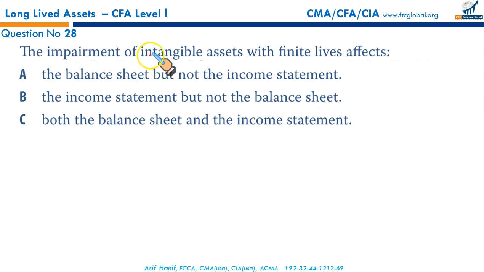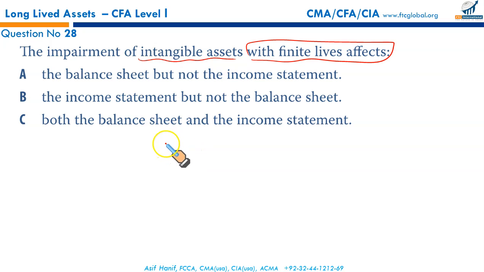The impairment of an intangible asset with limited life affects what? When you impair an intangible asset, as usual, I will go for the journal entry. That's what we accountants do. When an intangible asset is impaired, there are either of two entries made. Either we debit impairment loss and credit accumulated amortization.